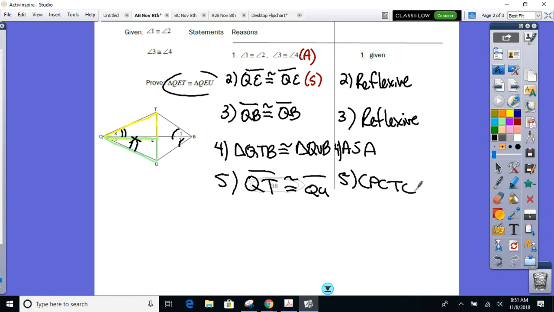CPCTC, and that was the missing link to proving the triangles congruent. And now you have a pair of sides. And now by what method are the 2 triangles QET and QEU congruent? Side, angle, side.